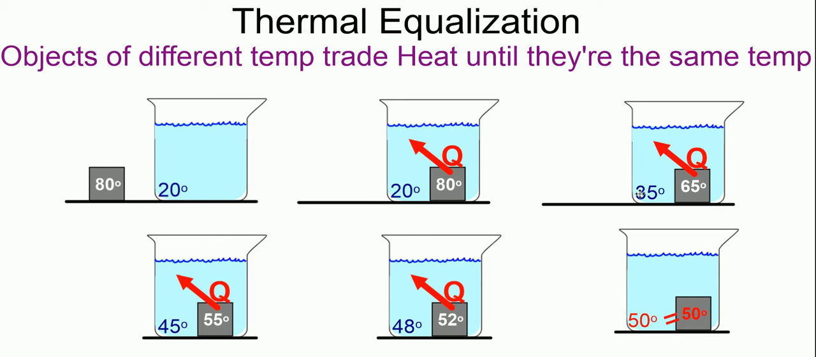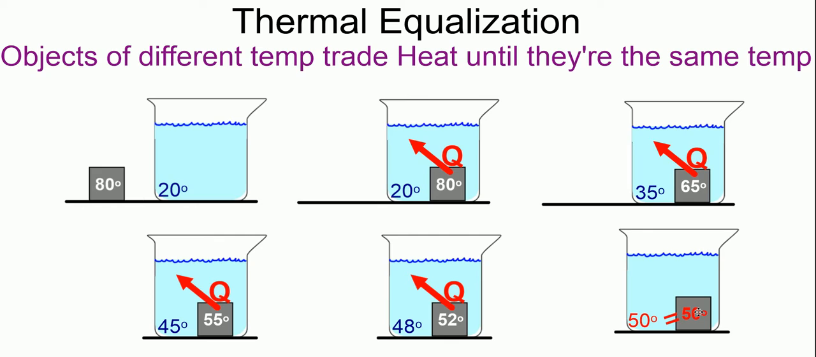We still have a temperature difference here. We have warm and we have cool, so we have more heat that flows out. Now let's say we're down to 45 here and 55 here. Still a difference, warm and cool, more heat flows out. Again, this cools, that warms. We're not quite to equal yet, are we?